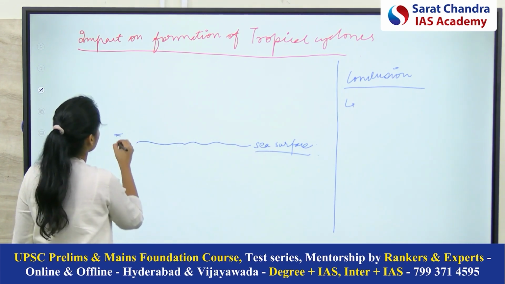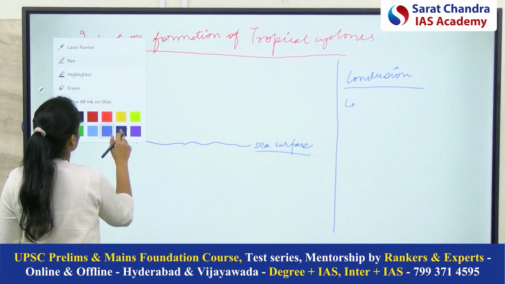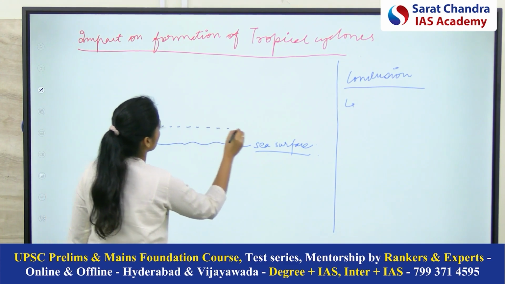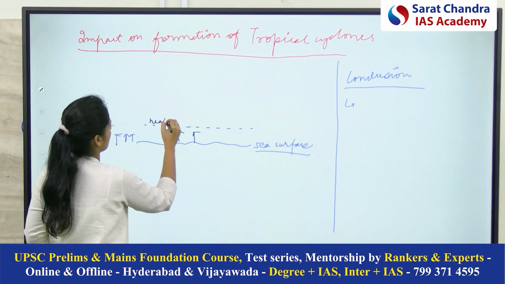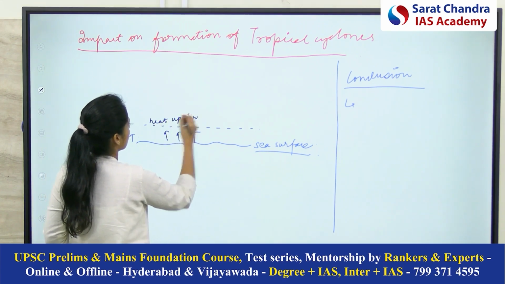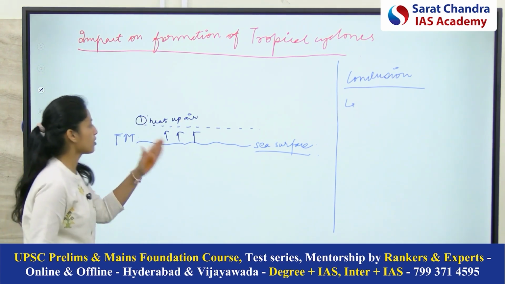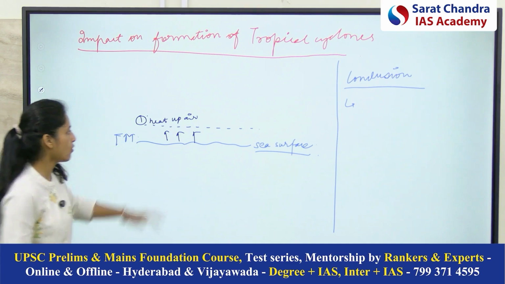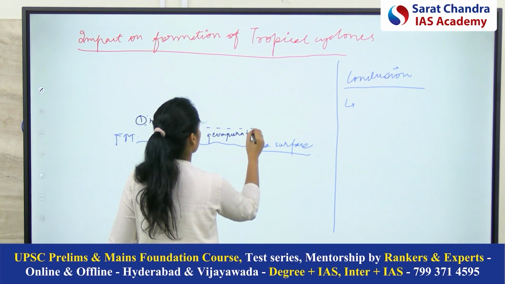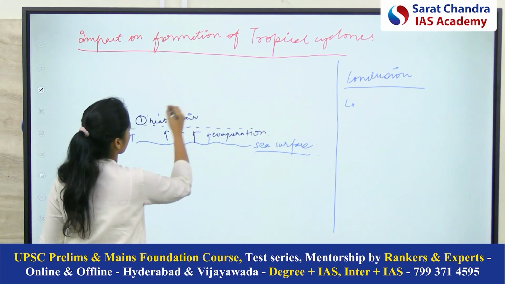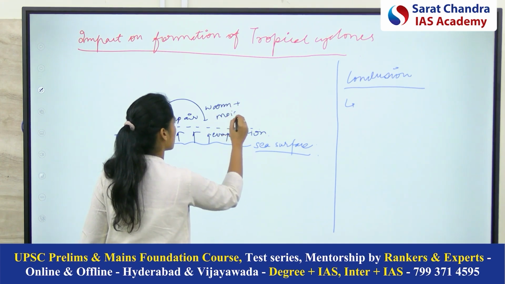For example, if the temperature is increased, it will heat up the air which is near the surface. So first of all, it will heat up the air. Also, because of the high temperature, because of the warm waters, it will result in evaporation. So as a result of evaporation, this warm air will become moist. Warm plus moist air.